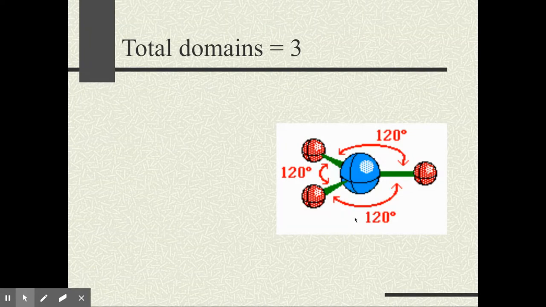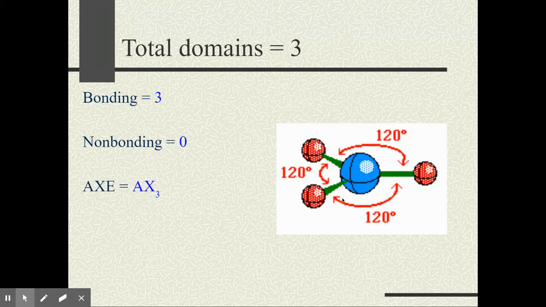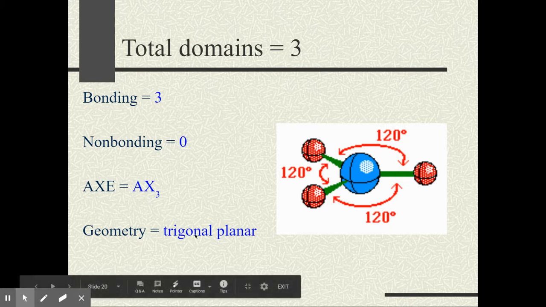When you have three domains, boron on occasion would be the central atom, you have a structure that looks like this, kind of like a propeller. So the AXE configuration would be AX3, so three total domains. The geometry, which again, you have to memorize these geometries, would be trigonal planar. So planar meaning it's all on the same plane. And then the bond angle is 120.